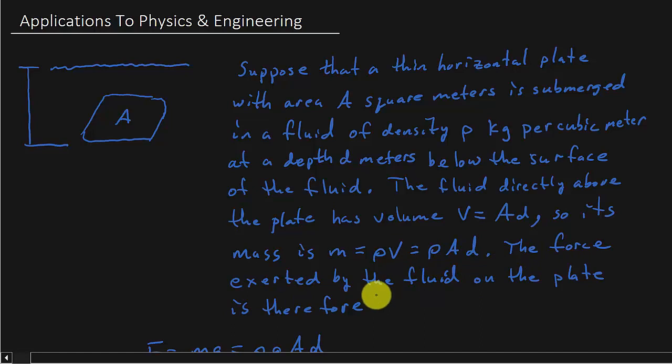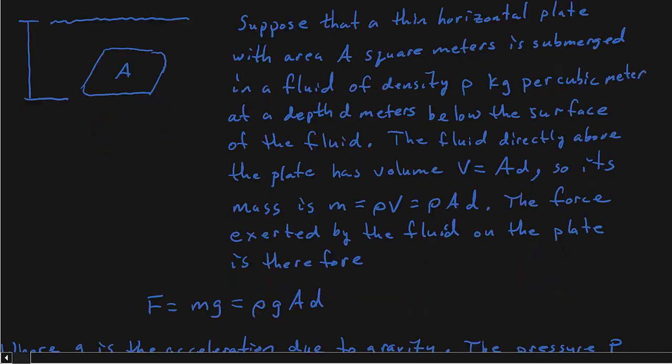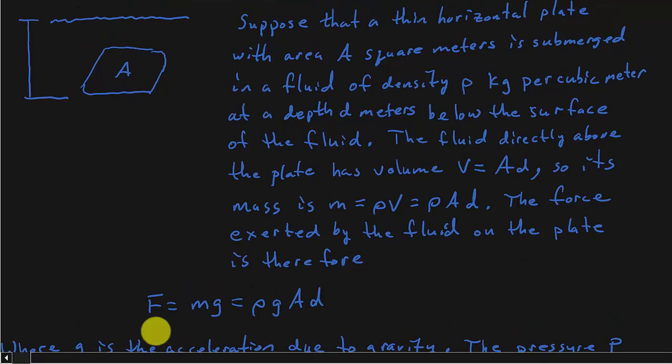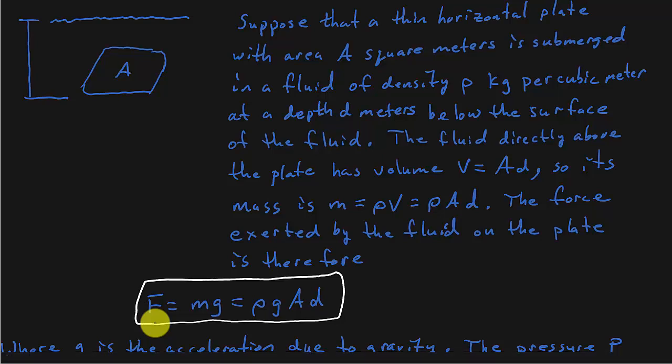And the force exerted by the fluid on the plate is the force mg, which equals rho times g times A times d. So you need to know this. This is what we have to find. We've got to find the force. That's what we're looking for.